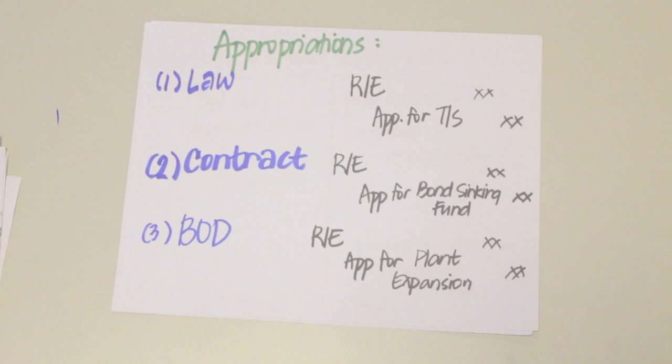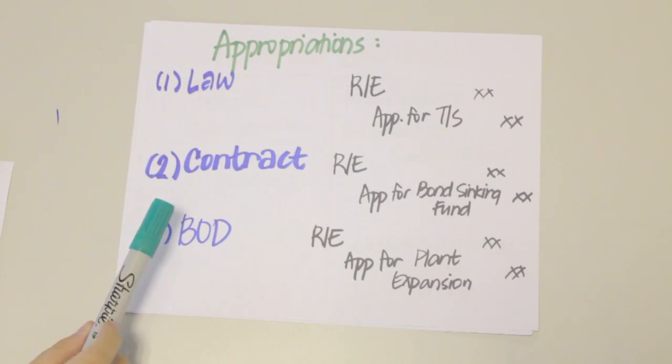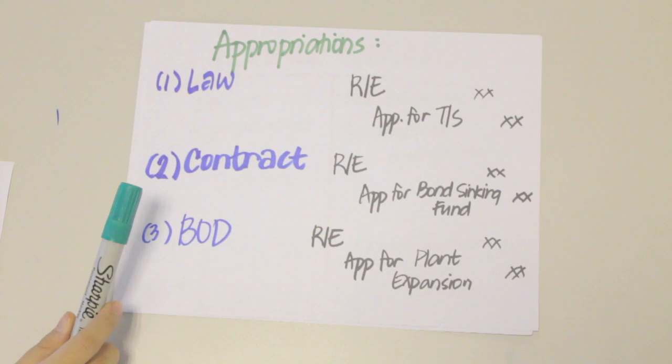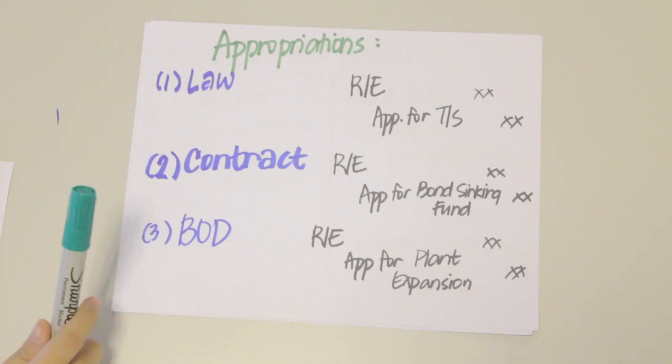So as you can see, there are various purposes for appropriations, but the most basic entry would be to debit retained earnings and credit appropriation for whatever purpose you have. When the appropriation is no longer needed, such as when treasury shares are sold, it would be proper to reverse the appropriation. To do this, simply reverse all the entries we have discussed above.